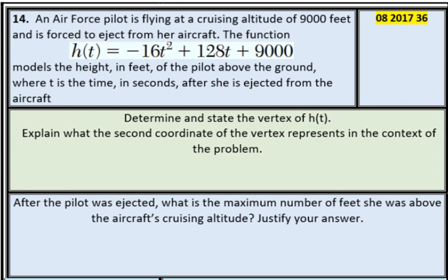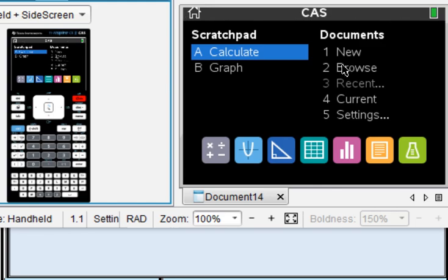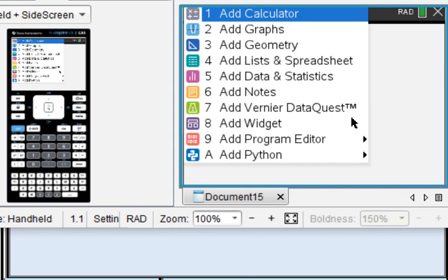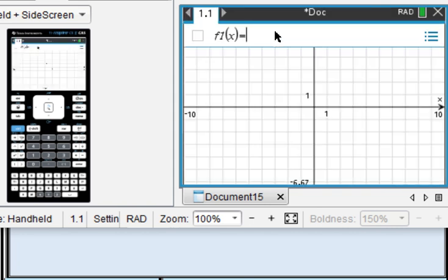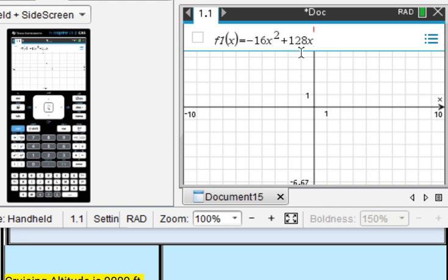So, first thing I want to do is go to my graphing calculator, replace those t's with x's, and graph this function. So, home screen, new doc, say no, and add a graph page. Now, remember, we've got to replace every variable t with x. So we have negative 16x squared plus 128x plus 9,000.